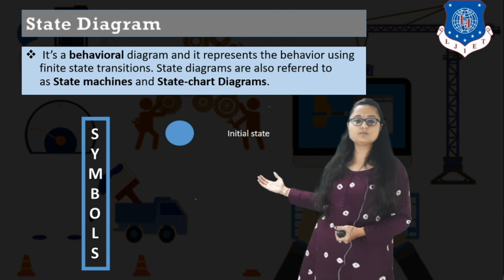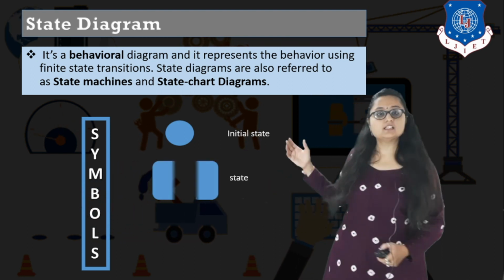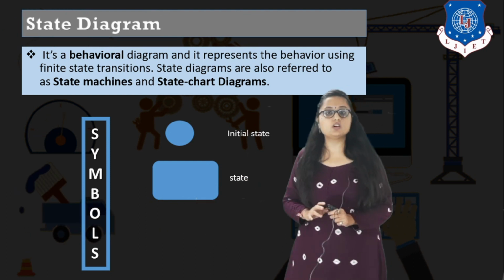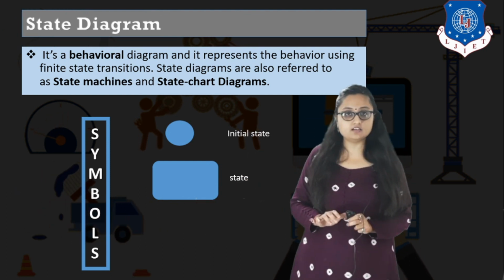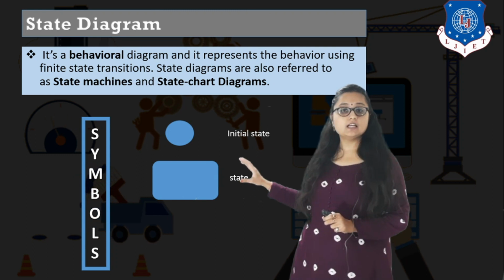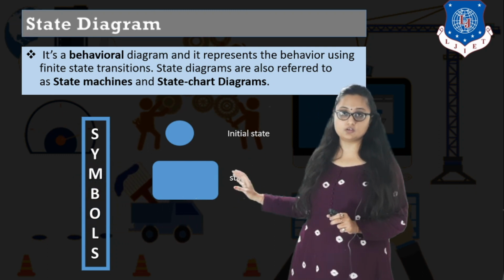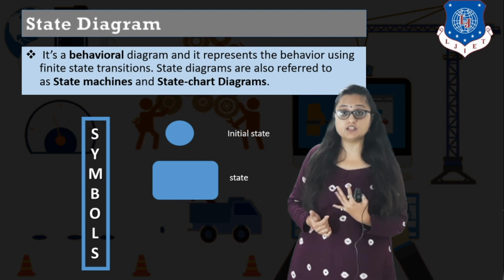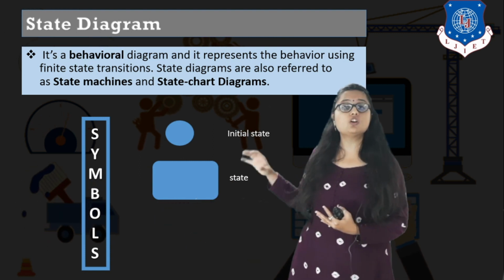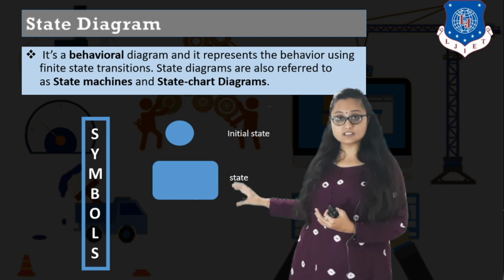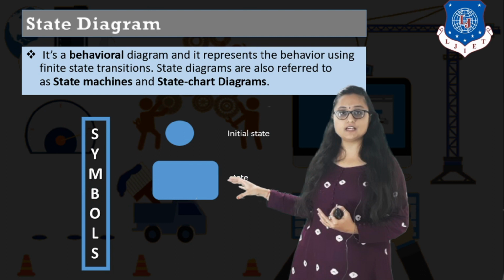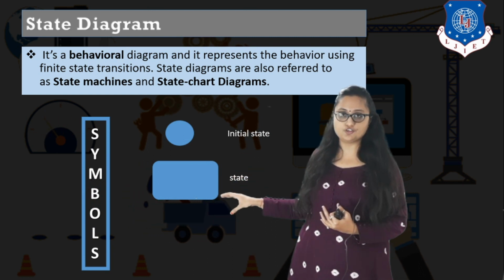So the next symbol after the initial state is the state symbol. Whenever you are writing the state inside this symbol, that should be a noun, it should not be a verb. It means this is a static diagram which is depicting the behavior of the system. You are not supposed to write down the activity in this state symbol, you are supposed to write down the current state of the object, right?